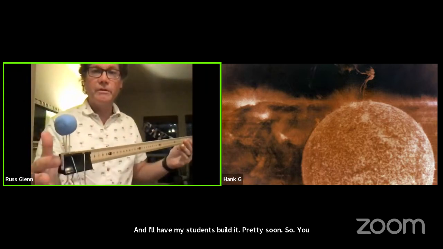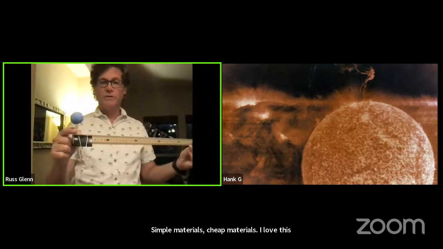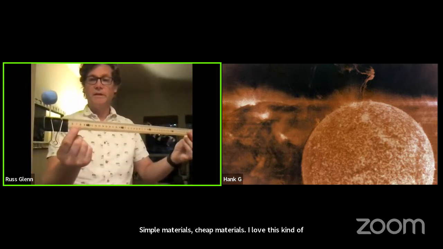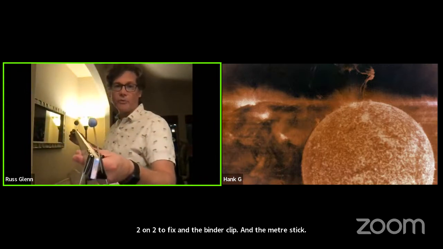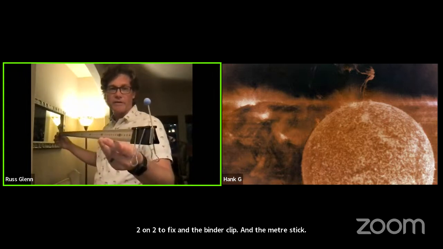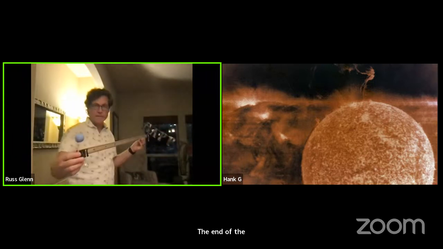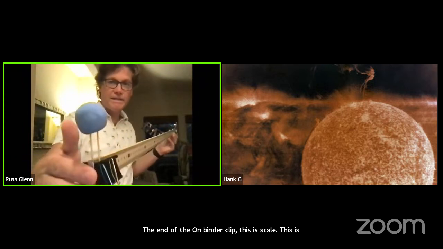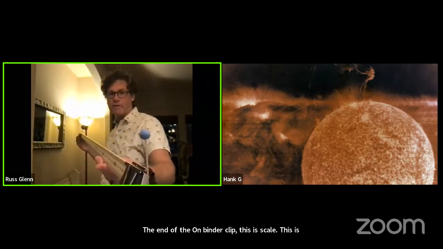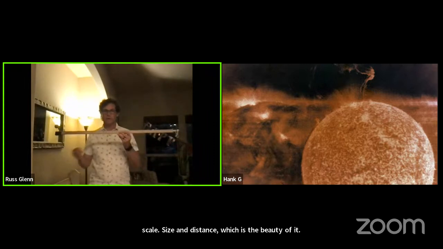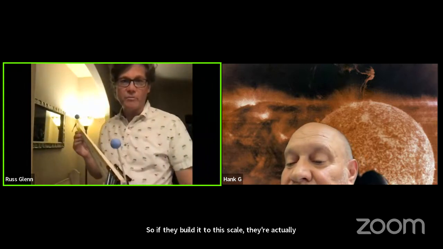Simple materials, cheap materials. I love this kind of stuff, right? There's our Earth on 2 toothpicks and the binder clip and the meter stick. Here's our moon on 1 toothpick, the end of the meter stick on a binder clip. This is scale. This is scale, size, and distance, which is the beauty of it. So if they build it to this scale, they're actually building a scale model on a meter stick. So, they'll never look at a meter stick the same way.